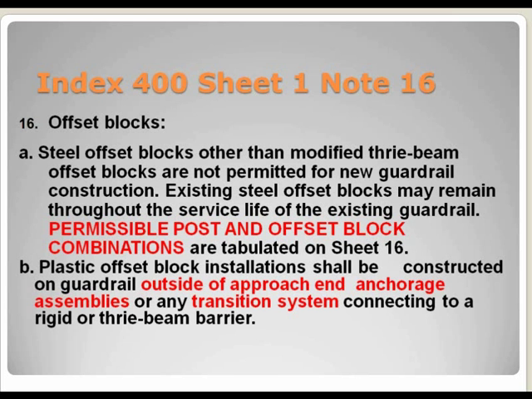So according to Note 16, steel offset blocks other than modified Thri-beam offset blocks are not permitted for new guardrail construction, and then the existing steel offset blocks may remain throughout the service life of the existing guardrail. Permissible post and offset block combinations are tabulated on Sheet 16. Plastic offset block installation shall be constructed on guardrail outside of approach end anchorage assemblies or any transition system connecting to a rigid or Thri-beam barrier. Keep in mind we do have transition sections that go to bridges and also to concrete barrier wall from the guardrail.